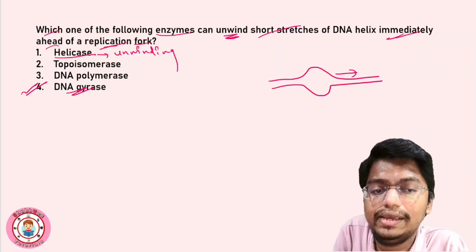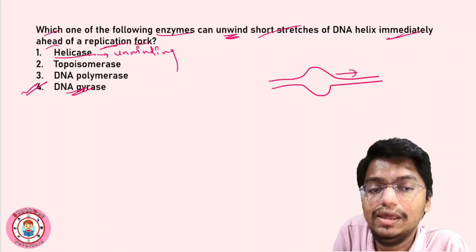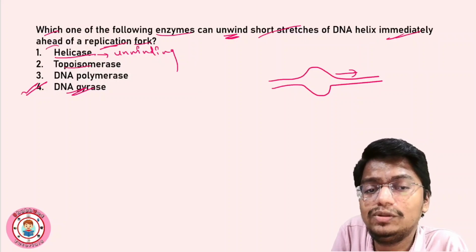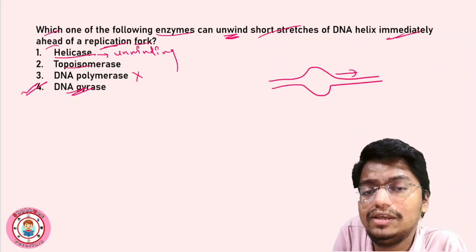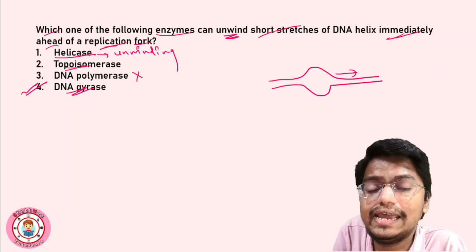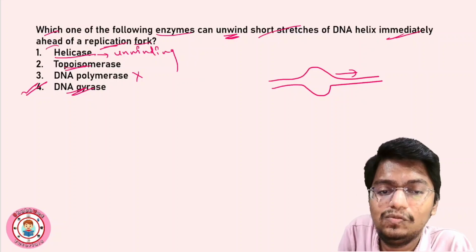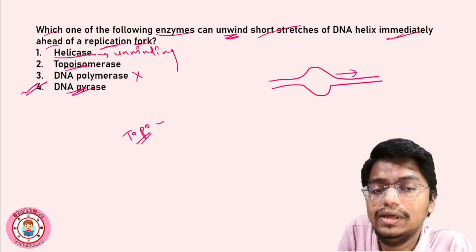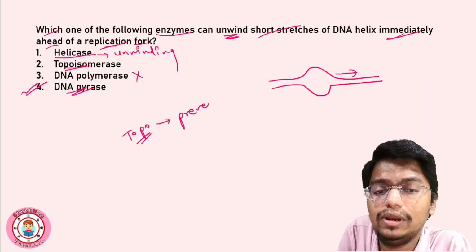Okay, DNA gyrase answer है. Now DNA gyrase and topoisomerase are also same. We know that DNA polymerase तो unwinding में नहीं होगा. Polymerase का काम polymerization है. But why not topoisomerase then? And why DNA gyrase only? So basically, what is the role of topoisomerase? Topoisomerase का role क्या है? Prevent supercoiling, right?